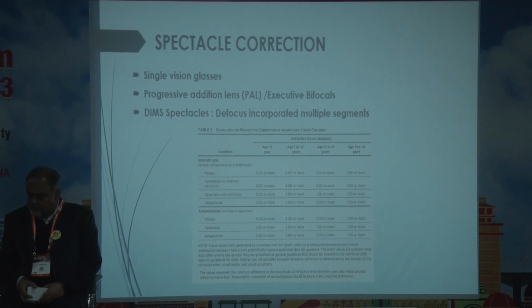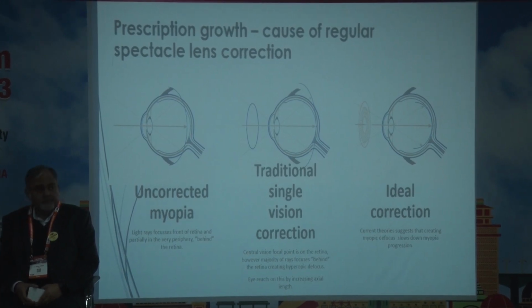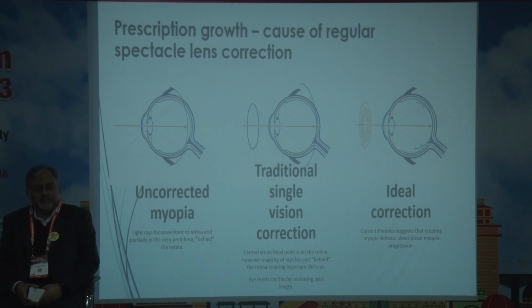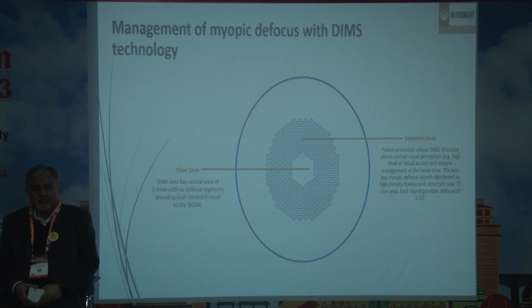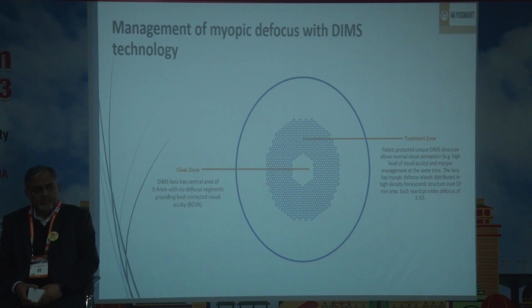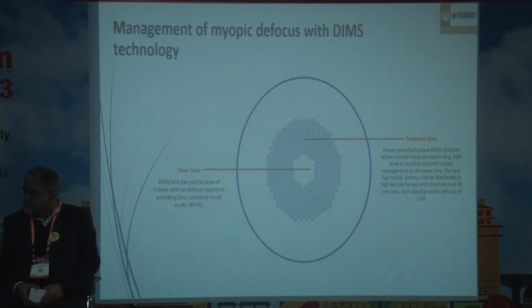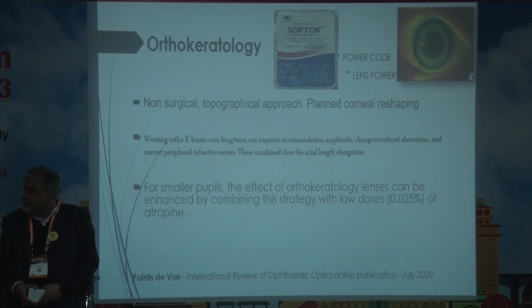The American Academy has given us a guideline for how to prescribe glasses in children. Normally when we prescribe single vision lenses, it acts on the fovea, but actually we have to address the peripheral hyperopic defocus, which is what the DIMS lenses do. It has a central area of 9.4 millimeter with the actual power, and then a 33 millimeter zone which has islands of both plus and minus, which works on the peripheral hyperopic defocus. Orthokeratology is a non-surgical topographical approach, a planned corneal reshaping.